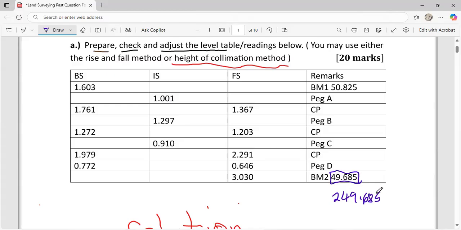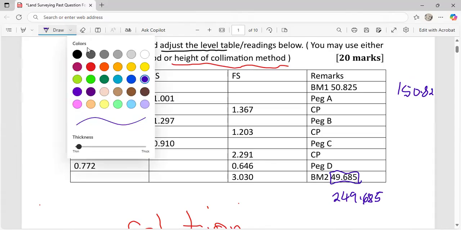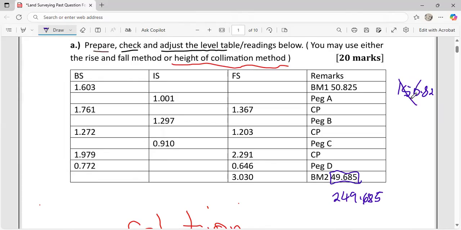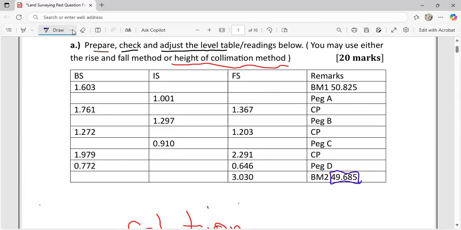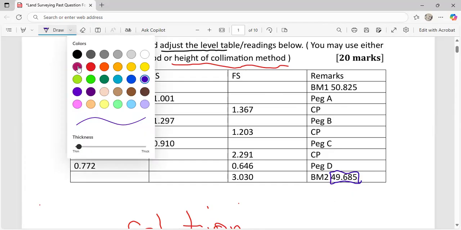685. Please, and a very big please, don't mistake that for this. I saw some people in some calculations writing these things. It is wrong. Don't do it like this. These are wrong, but it should rather be 50.825 and 49.685. These are the correct ones you are supposed to write, and don't let them confuse you.